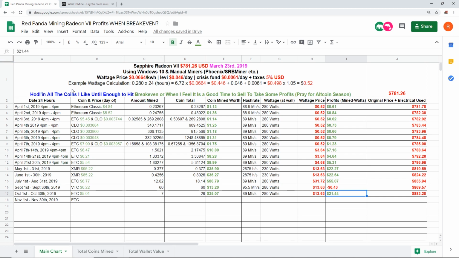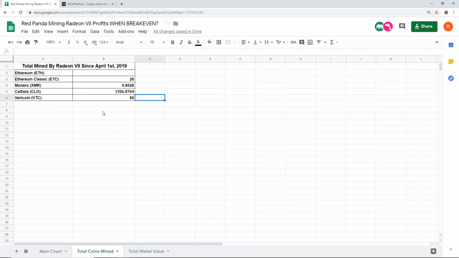I have said here I'm hodling all the coins until enough to hit break even, or when I feel it is a good time to sell to take some profits. Then in this last column, you guys can see the original price used plus electrical. I'm calculating the original price of the card, which I bought on March 23rd, 2019 for $781.26 USD, and every column here I've added the cost per kilowatt hour, the wattage price, to this. So right now I'm in the hole for $883.20. I have not taken any fiat out. I haven't taken any profits. I've been hodling all the coins.